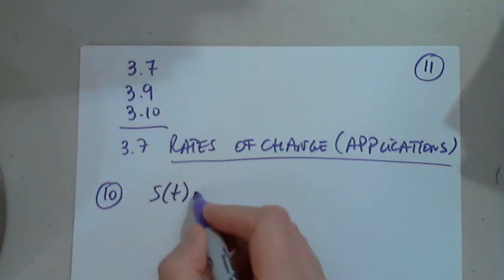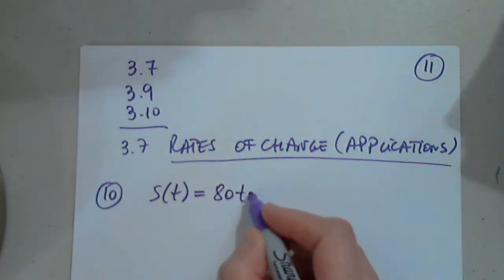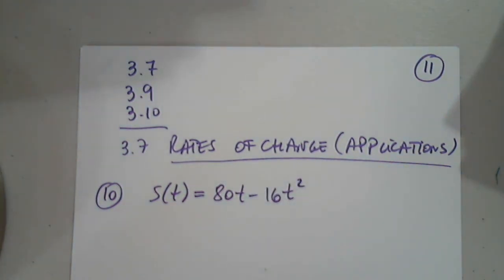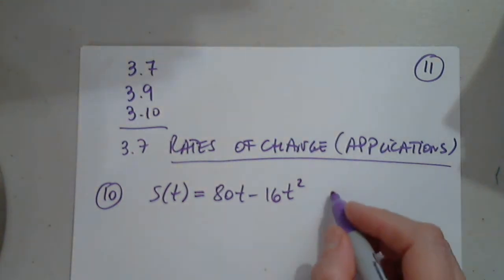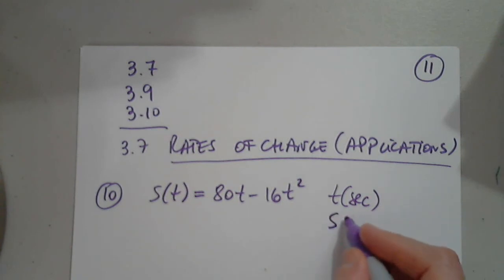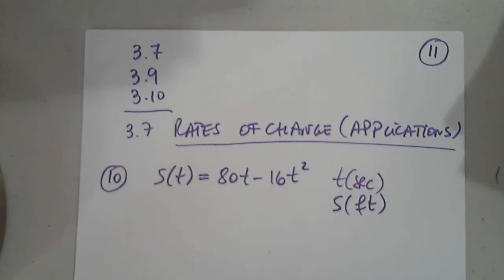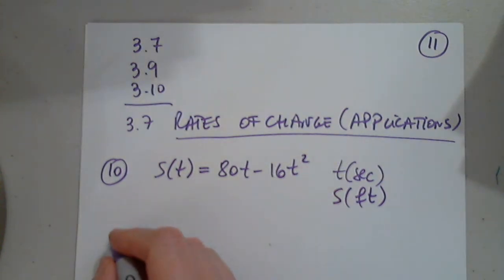This is S of t. T is the independent variable: 80t minus 16t squared. So they're telling us that the initial velocity is 80 feet per second, which is right here. And then its height after t seconds is this, measured in feet. What is the maximum height reached by the ball? We really don't need calculus for this, but we're going to discuss it with calculus. So t is in seconds and S is in feet. In part A, what is the maximum height?